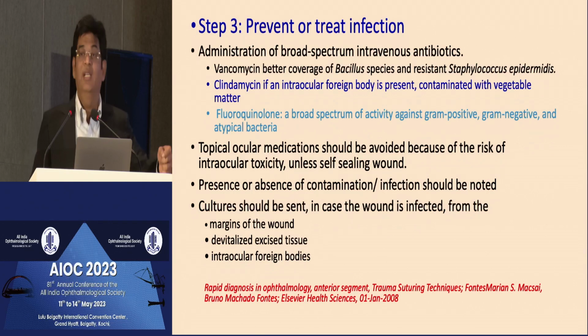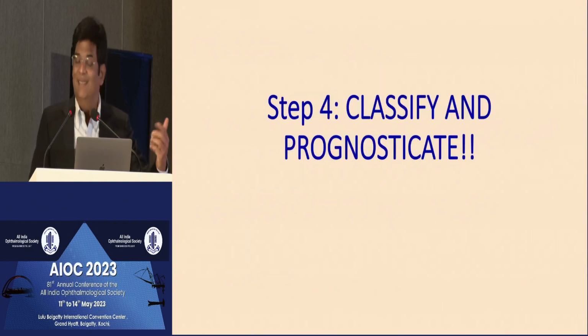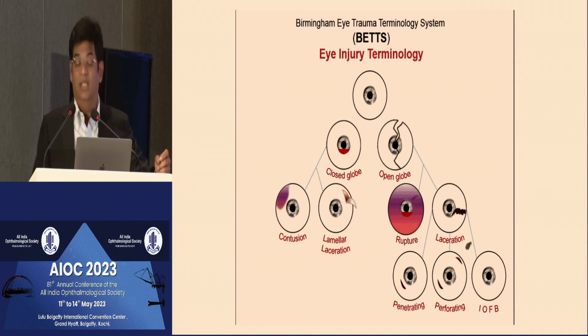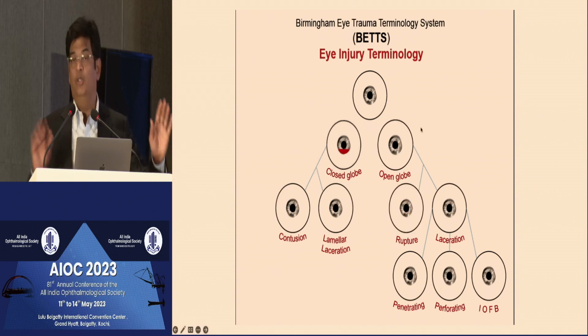The important thing is when you see these contaminated wounds, send cultures so that you get something at the end of 24 to 48 hours, which gives us a clue to treat the infection. How to classify and prognosticate these patients? Now, BETS is the most famous classification. This is the Birmingham Eye Trauma Terminology System. It divides injuries into closed and open groups. So these are two broad groups.